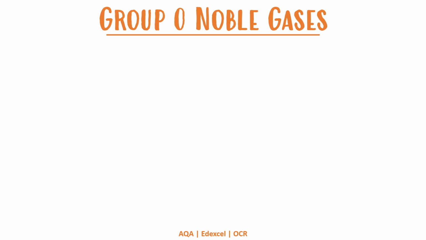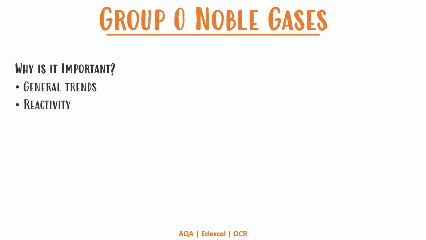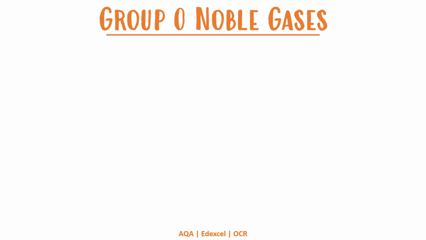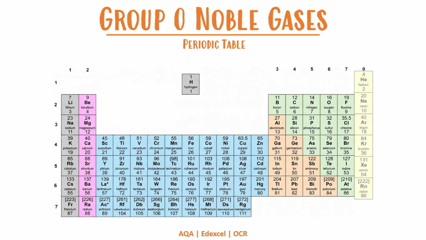In this one, we're looking at Group 0 noble gases. It's an important topic because it links in with questions to do with the general trends down the group, the reactivity of our Group 0 elements, their various properties, and then lastly, their applications in the real world. Our Group 0 elements are found at the end of the periodic table, highlighted there in yellow.